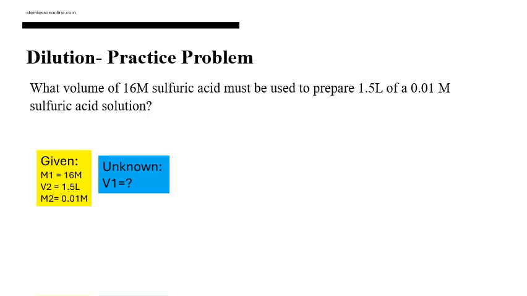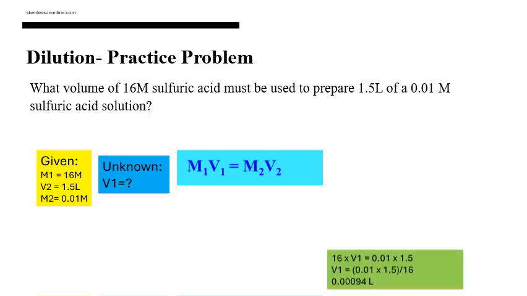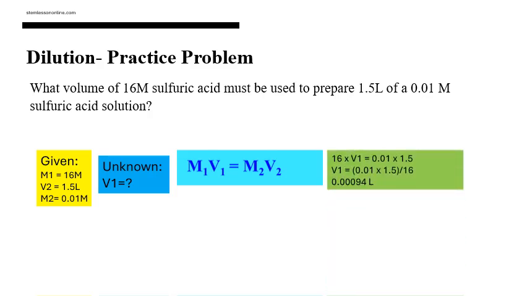So the formula we have to use is M1V1 equals M2V2. M1 is the molarity of the first solution, times V1, the volume of the first solution, equals the molarity of the second solution times the volume of the second solution. So we will just substitute. M1 is 16 molar times V1, that's what we have to calculate. And then M2 is 0.01 and V2 is 1.5 liters.